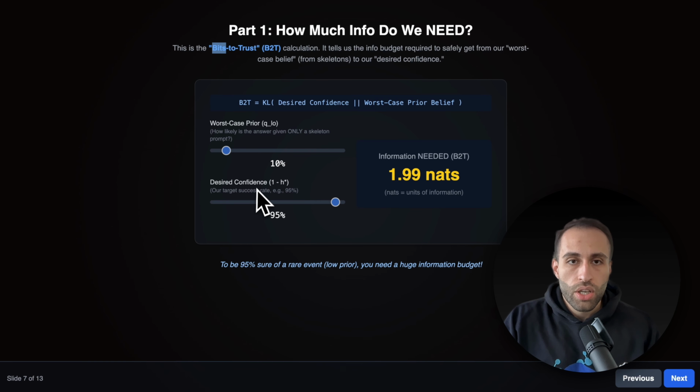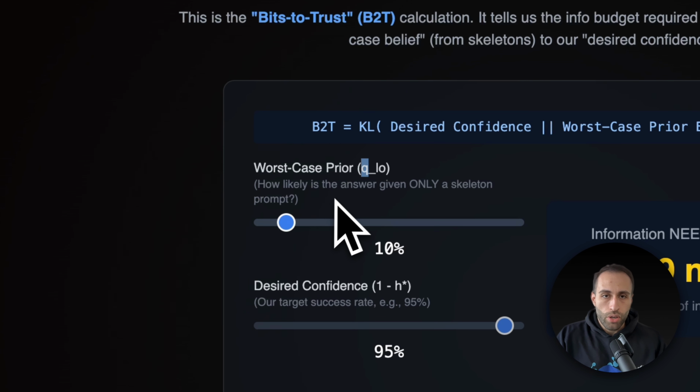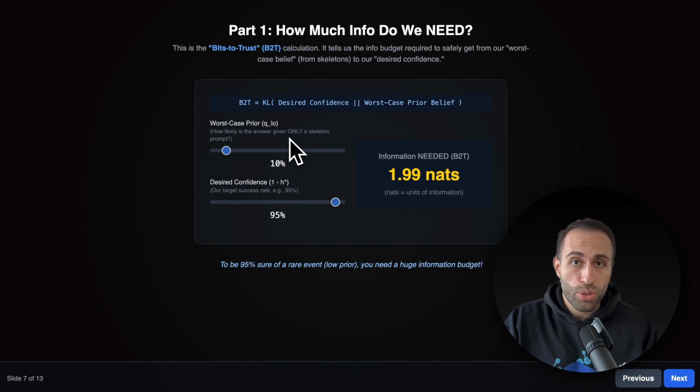So what's the formula? We're going to see that with Q, which is the worst-case prior, that is, how likely the answer is given only a skeleton prompt. That means what is the chance that we get the right answer, without hallucination, using some of those skeletons that are masked or flipped. So in a very ideal scenario, it should give us the answer.